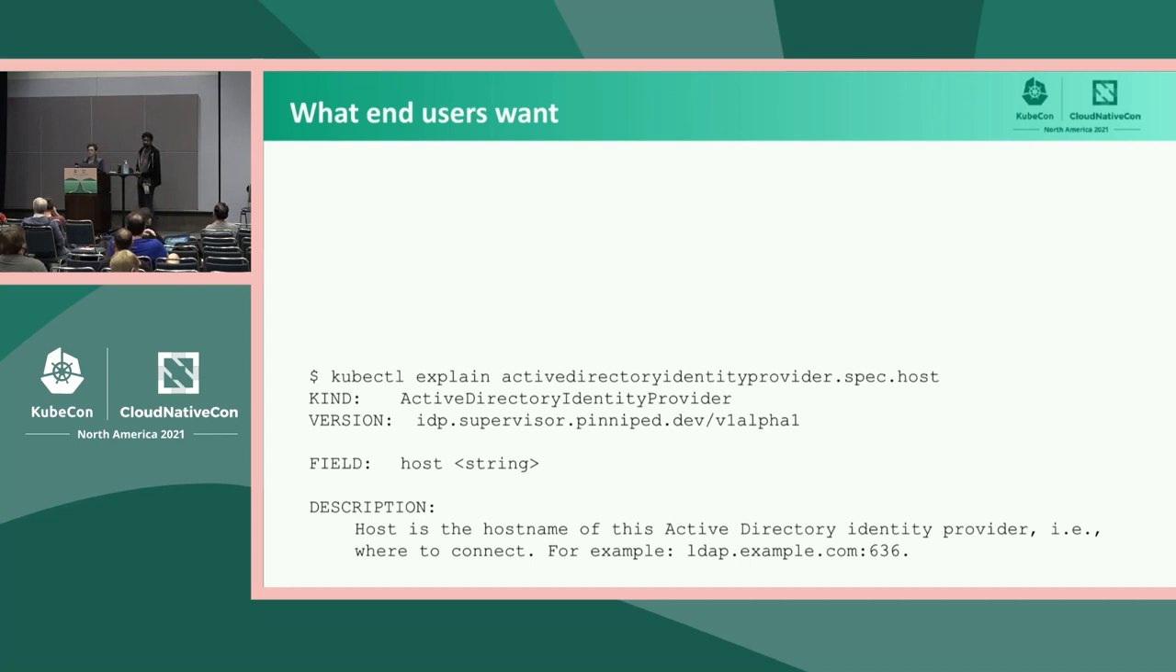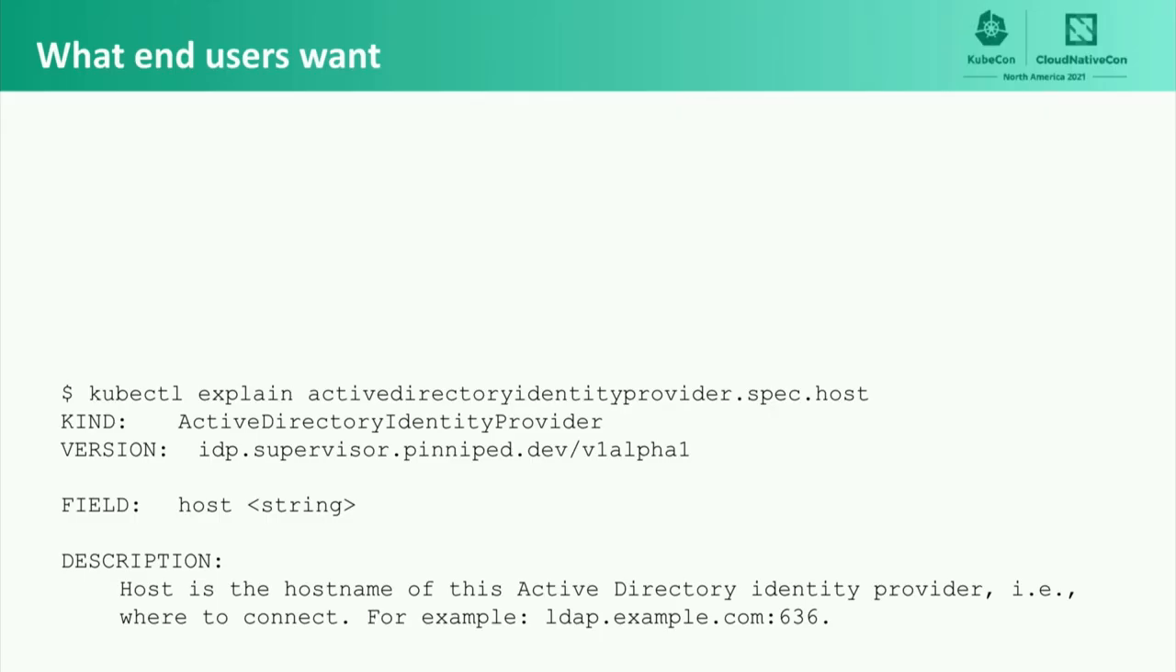So let's talk about what we would expect end users to need, right? If we look at the bottom of the slide, we can see a kubectl command. And I would venture to say that many Kubernetes users expect something like this if they're trying to configure Active Directory in their environment, right? It's a custom resource-based API, and then you can use standard kubectl commands to try to understand the API structure and what configuration options are available to them, right?